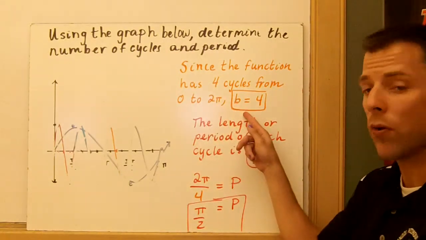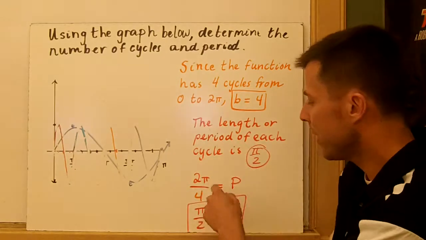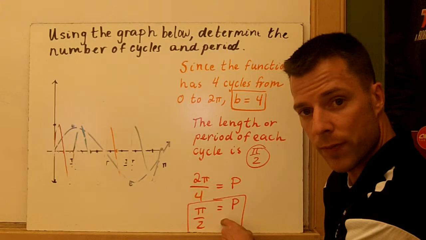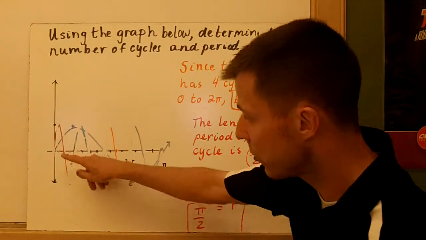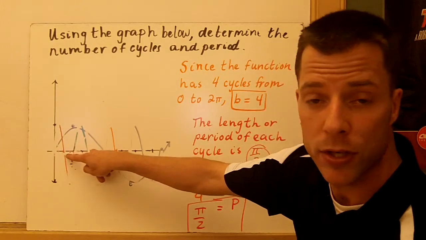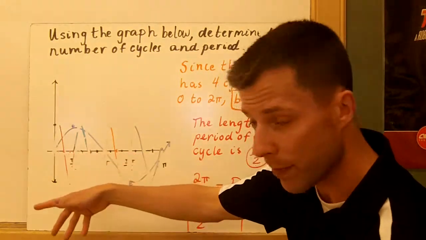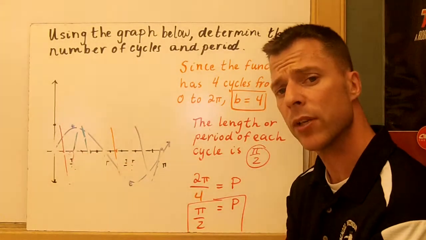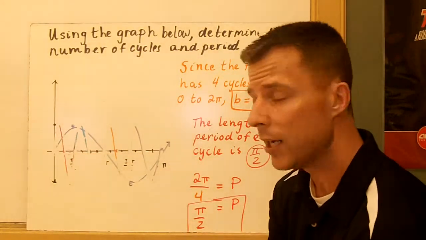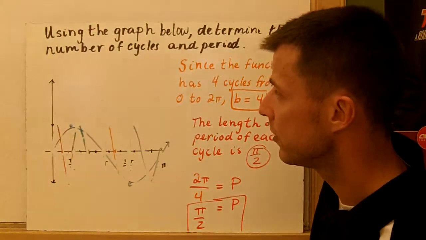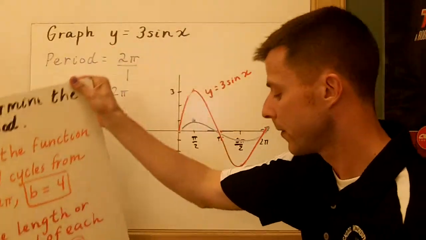So if B is 4, that means the period is 2 pi divided by 4, or pi over 2. So that's the length of the period. So this red cycle is from 0 to pi over 2, it repeats. That's the distance. So that's our period. So that's how we look at period and our cycles. And we're going to use that throughout the rest of this video.